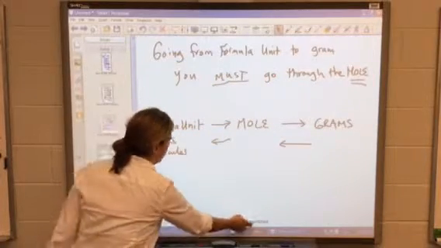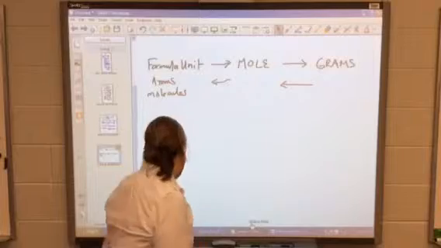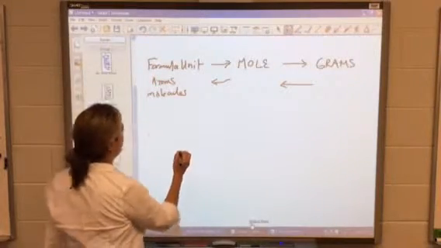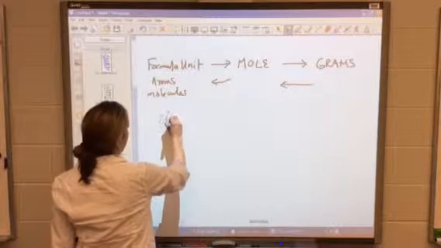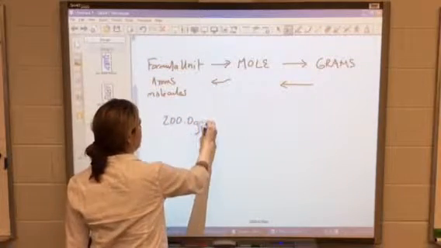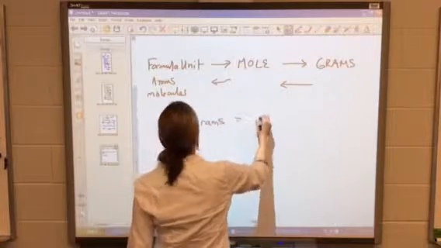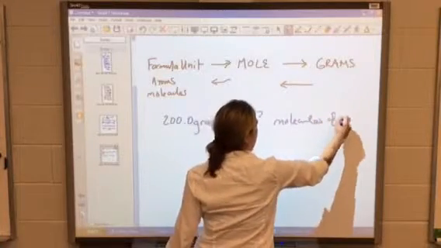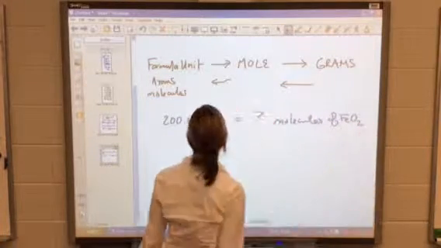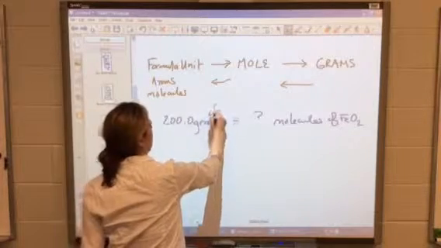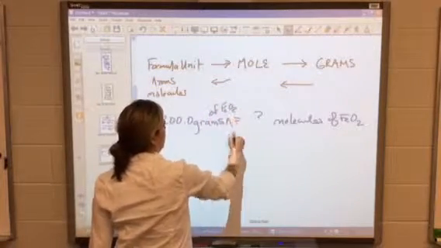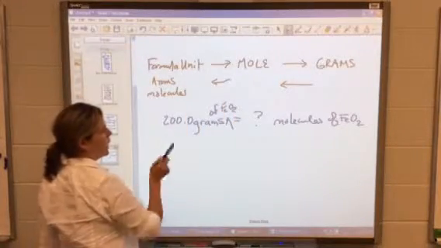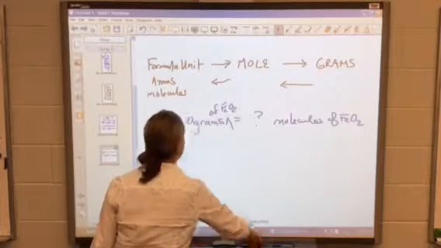So let's do a problem. I'll just make one up, but we'll still use iron(IV) oxide since we already have the information about that. Let's go 200.0 grams is equal to how many molecules of iron(IV) oxide? So 200 grams of iron oxide is equal to how many molecules? We cannot go from grams directly to molecules. We have to go through the mole. So let's set this up.